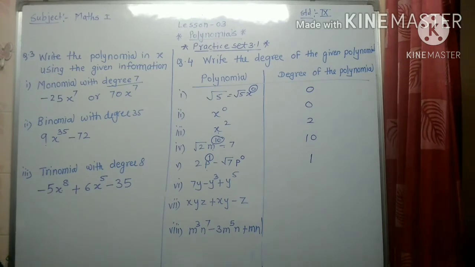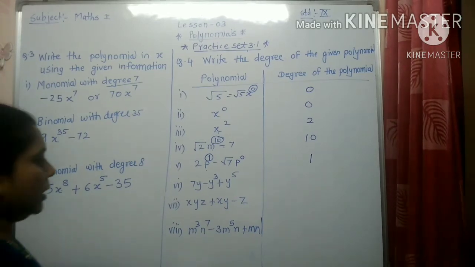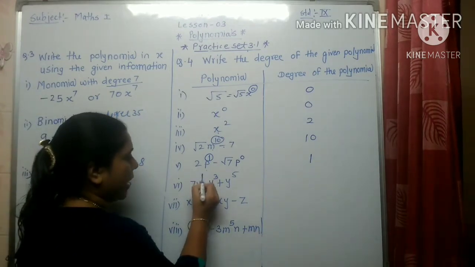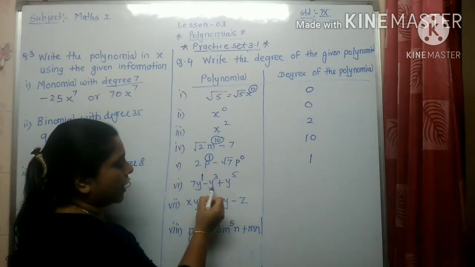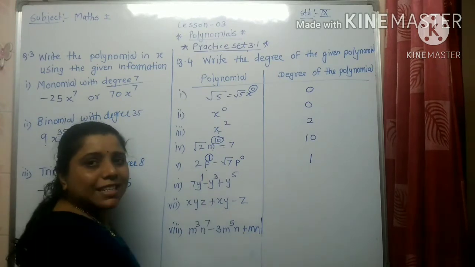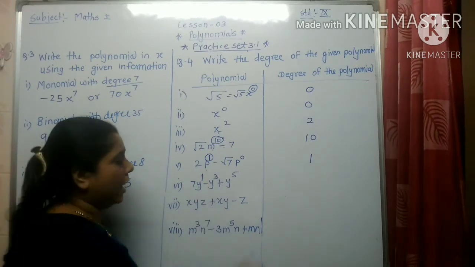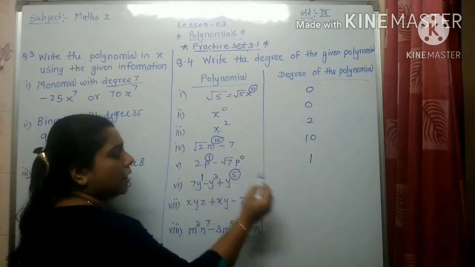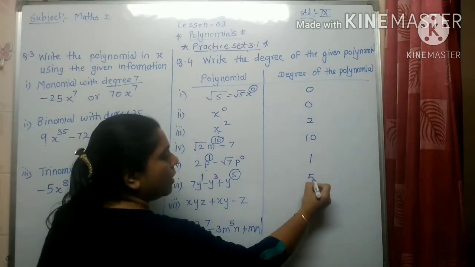In the next sum, yes, it is y raised to 1, y cube, y raised to 5. Which is the highest power of this variable y? 5. So what is the degree of this polynomial? 5.